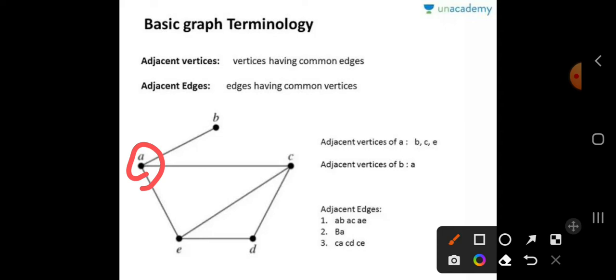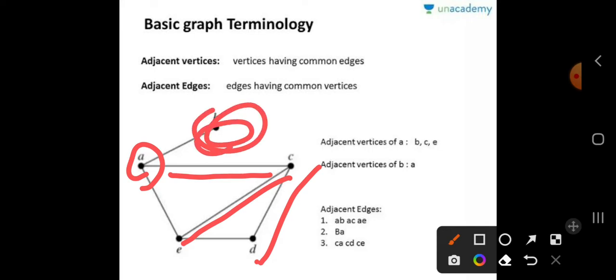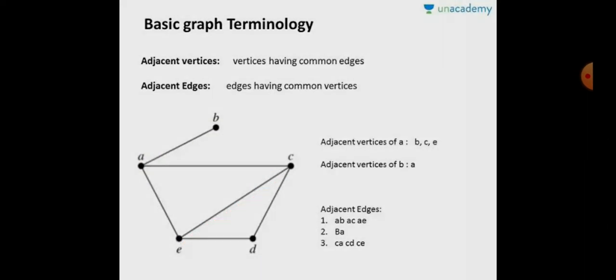In the same way, if you are considering E, we have EC, ED and this one, BA and CA and CD. See here, CA and CE and CD, which are coming from C. If you are going for BA, it has only one edge, that is the reason we are not taking it if you are considering it from B. That is what the adjacent edges are.